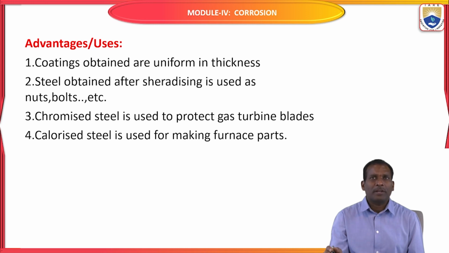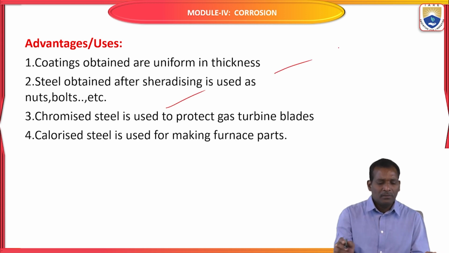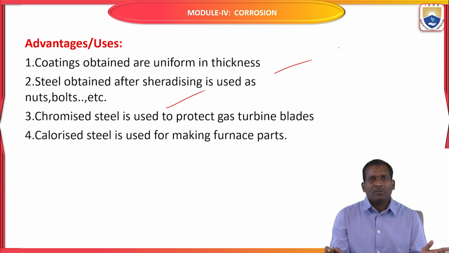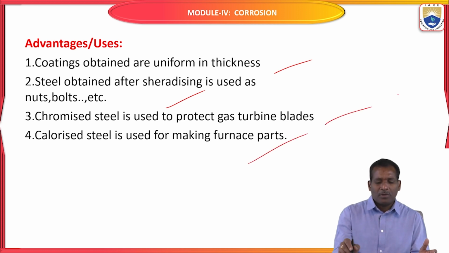Advantages: the coatings obtained are uniform in thickness. Steel obtained after sherardizing is used as nuts, bolts, etc. Chromized steel is used to protect gas turbine blades. The gas turbine blades use chromized steel. Galvanized steel is used for making furnace parts.